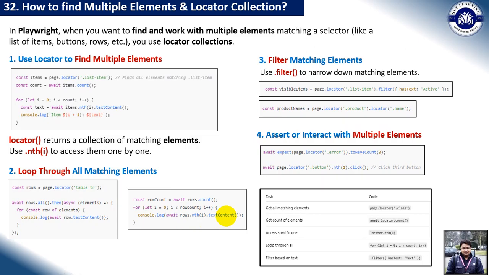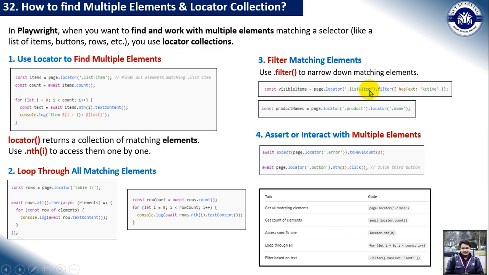Similarly, if you want to filter the matching elements, you can use dot filter. Suppose visible elements: page dot locator, this is the list, and filter has text active, so you want to fetch only active elements. So if that particular locator has the text active in the CSS, it will be considered and fetched under the visible items.